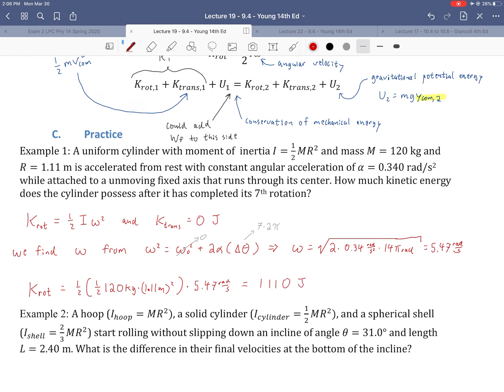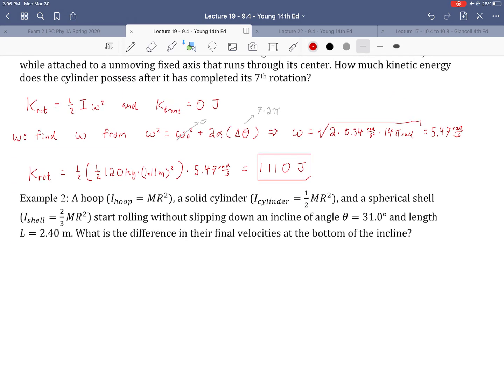1110 joules to 3 sig figs. All right. There we have it. That's what I want. Okay, so that right there is our answer. No translation, just rotation. Now, let's look at a different problem here.